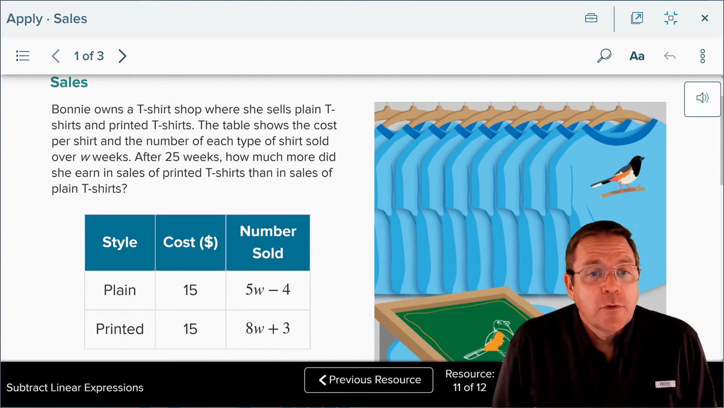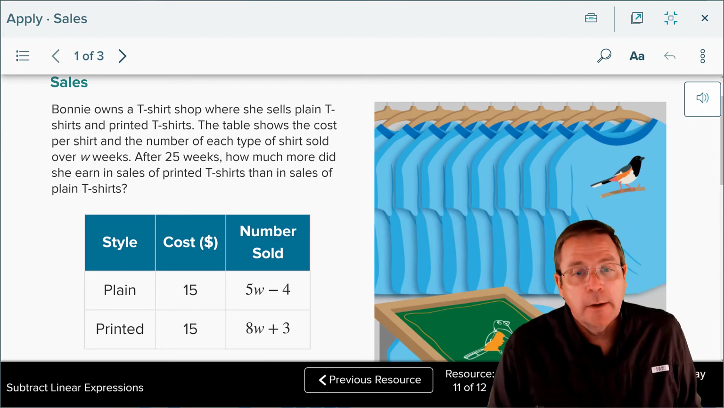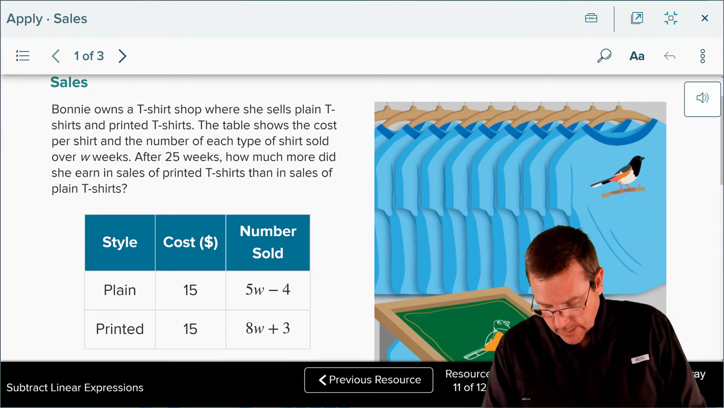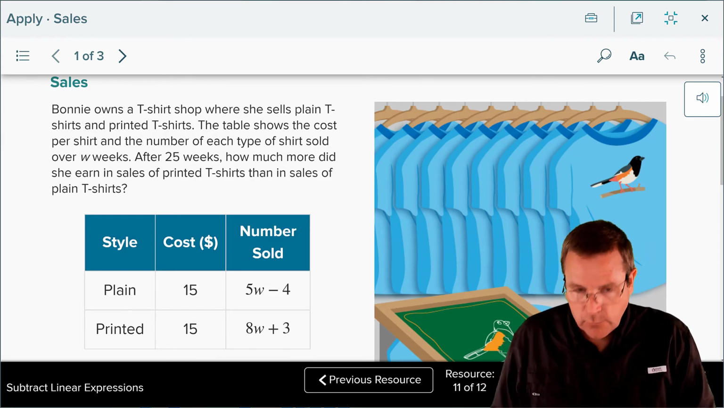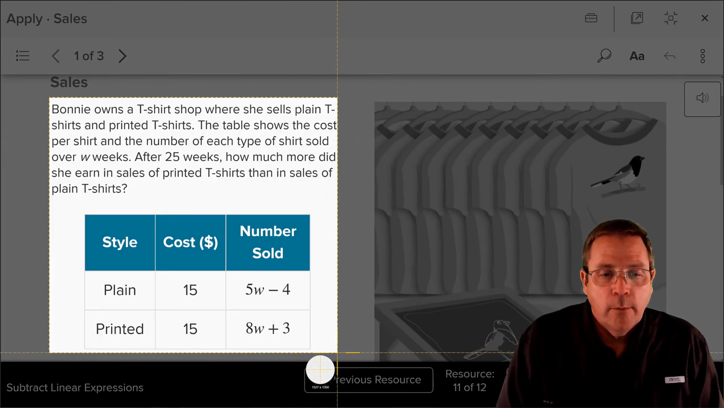And it says after 25 weeks, how much more did she earn for printed t-shirts in sales than she did for plain t-shirts? Well, we need to find out the difference between the printed and the plain first. So the printed is going to become our first number. The plain is going to become what's subtracted from it. And with that, let's get a screenshot and get started on solving this problem.